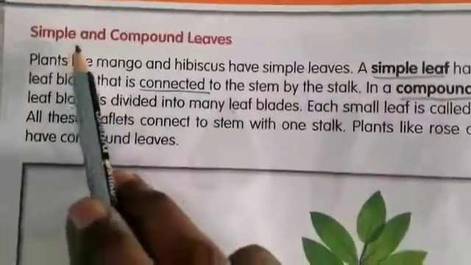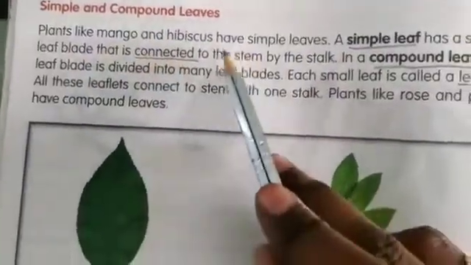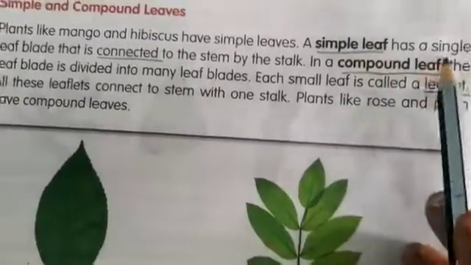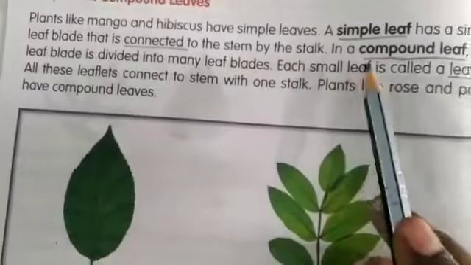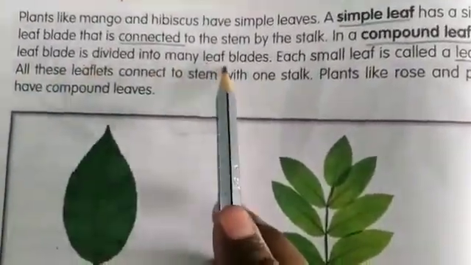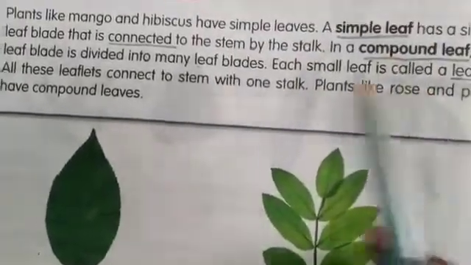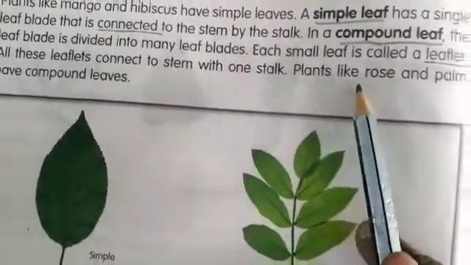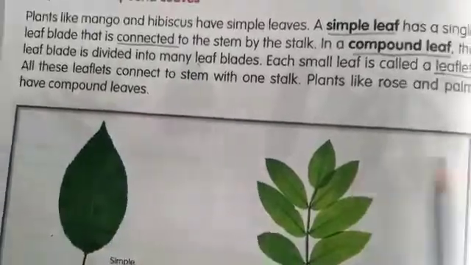Open your readers, children. Simple and compound leaves. Plants like mango and hibiscus have simple leaves. A simple leaf has a single leaf blade that is connected to the stem by a stalk. In a compound leaf, the leaf blade is divided into many leaf blades. Each small leaf is called a leaflet. All these leaflets connect to a stem with one stalk. Plants like rose and palm have compound leaves.